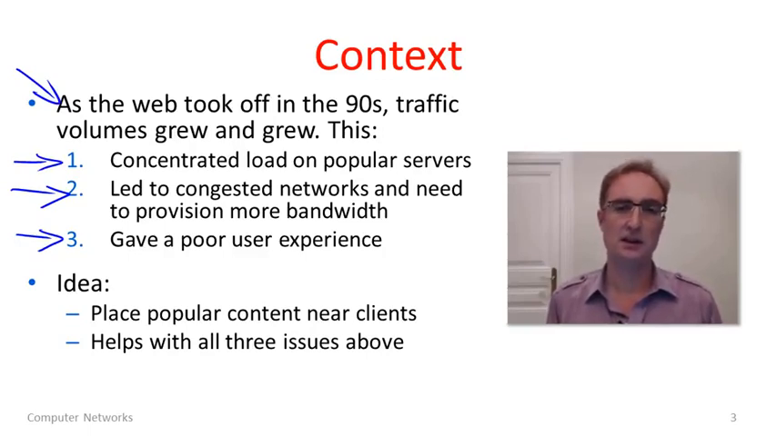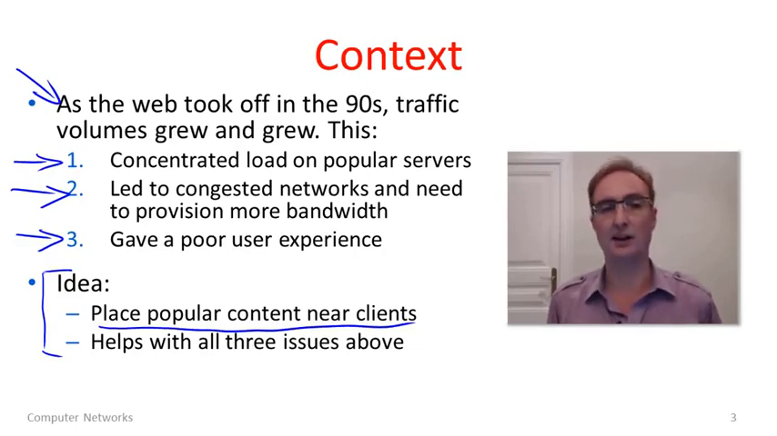So in this setting, everyone was really looking for a way to improve the web experience, often by looking at different kinds of caching. But CDNs emerged really as an idea to improve the efficiency of content distribution. The key idea is to place popular content near the clients and somehow hook the clients up to the content that is replicated near them. If we can do this, and CDNs really use a very clever trick today to make this work, then we'll be able to help with all of those three issues above, as we'll see.